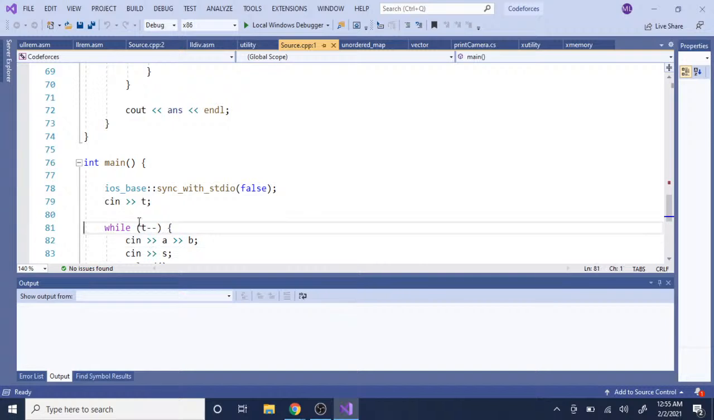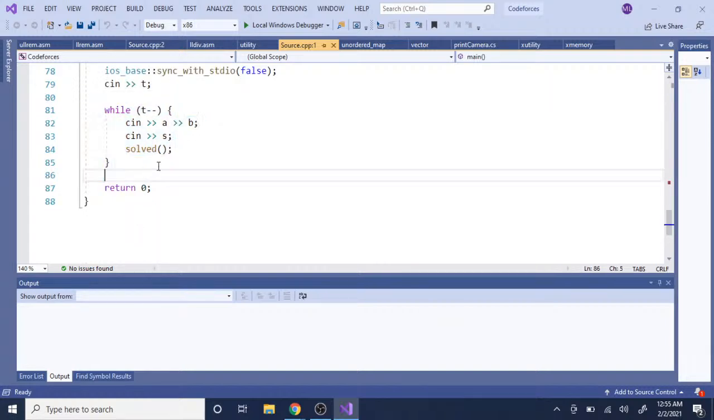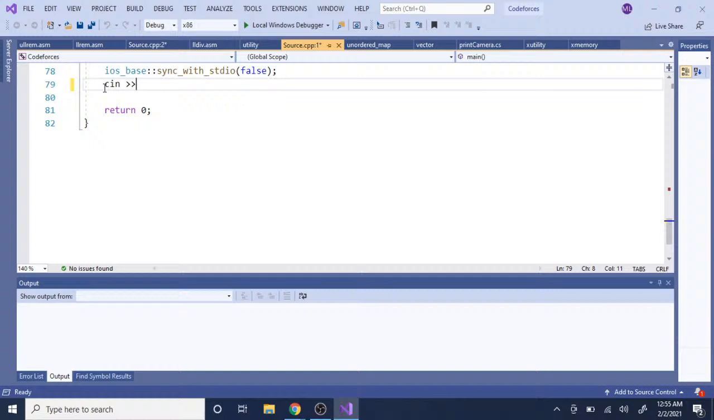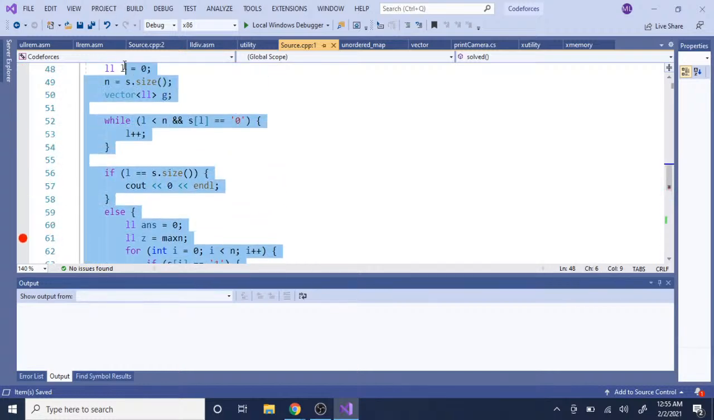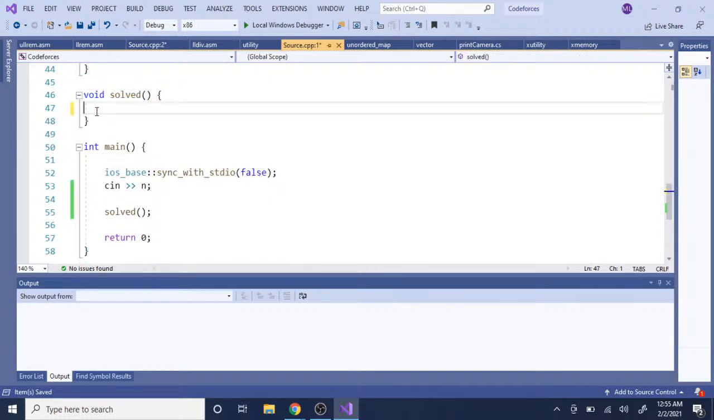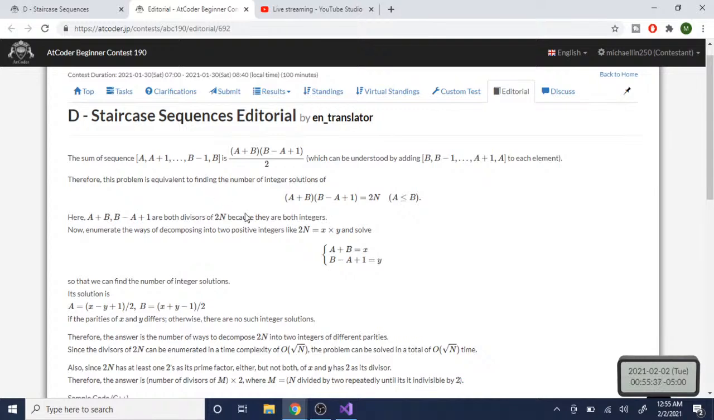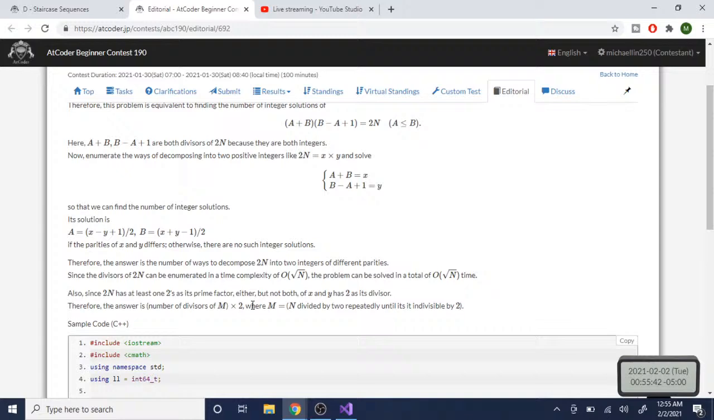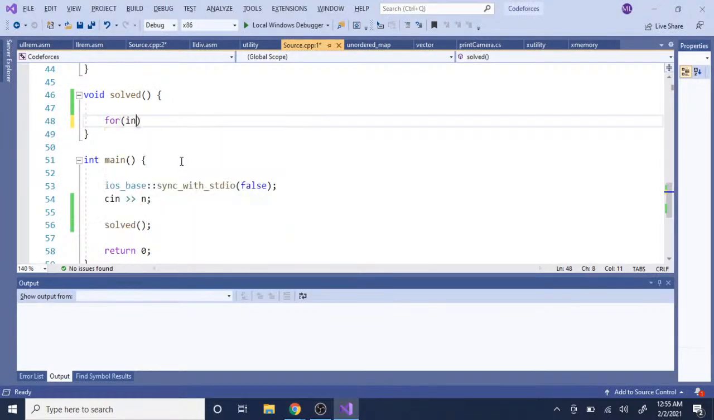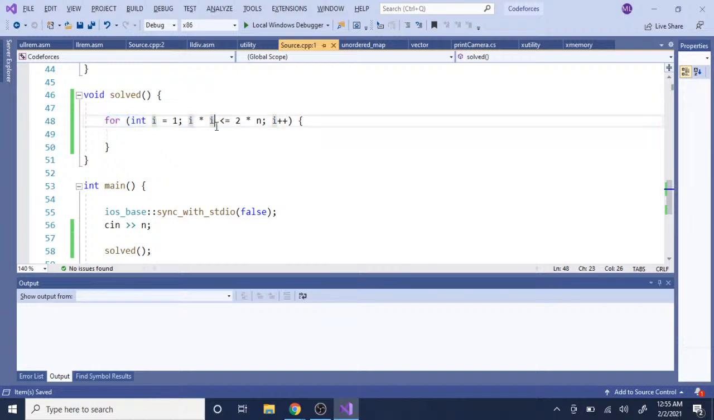Okay, so I'm actually going to attempt this problem myself. So for now, let's just read an n, and let's call solve. I have n as a global variable, so I can use it in solve. Okay, so loop from I while I times I is less than or equal to 2n. And the reason why we're doing I times I, this is going to go to square root of 2n, I think.